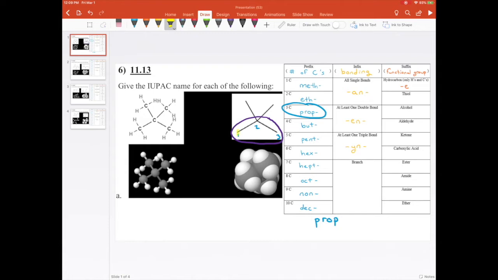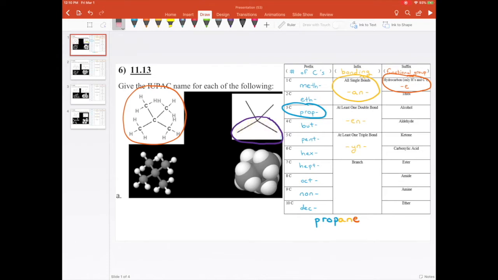You can see here that we have only single lines. That means we have only single bonds, and the infix is an. Last but not least, this molecule has only hydrogen and carbon in it. In the skeletal structure, this one on the right, if it had something other than hydrogen or carbon, they would have to write the symbol into the structure. And since we don't see any other symbols, the suffix is going to be e for a hydrocarbon, something just made from hydrogen and carbon. So the backbone here is propane.